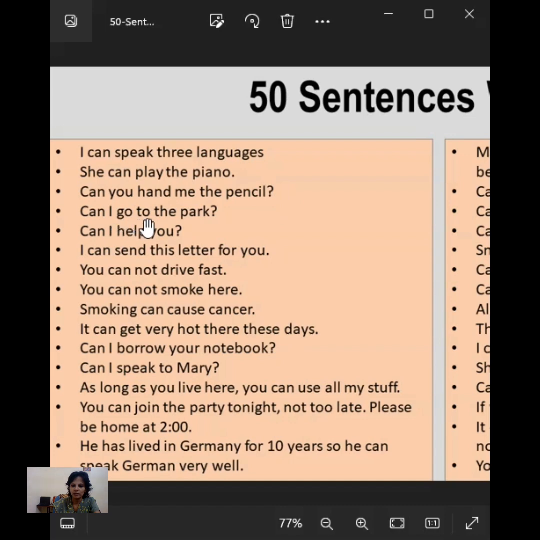And next one, can I go to the park? You want permission to go to the park. You have been waiting for their response until you get a response from that person. You don't go to the park. You wait for what that person will say. If you are permitted, then you go to the park. If you didn't get any permission, then you can't go. That is what it means.